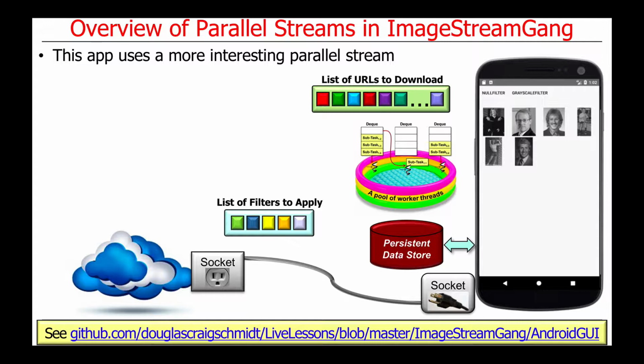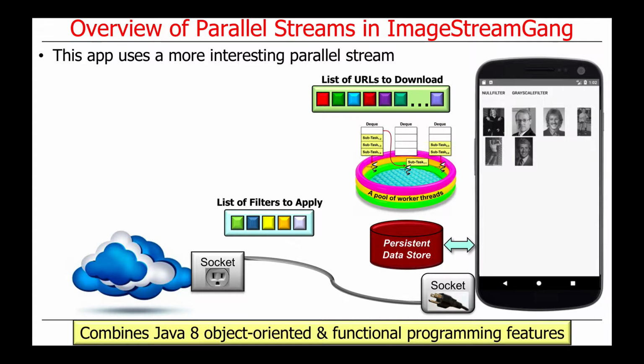I should also point out that there are two different versions of the ImageStreamGang app, one of which is implemented using an Android GUI interface, and one of which is simply a command line interface. The actual source code we'll be talking about is completely portable between both versions, however, so we'll be focusing on that throughout the discussion. This app is also interesting because it demonstrates once again the power of combining object-oriented and functional programming features, where the functional programming features really are handling the computations, and the object-oriented features are helping to give the overall app a structure that lends itself to extension and flexibility.